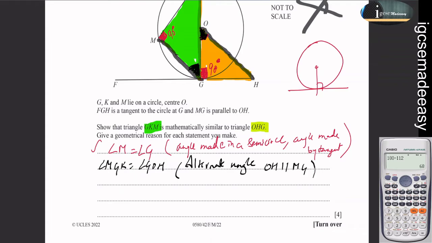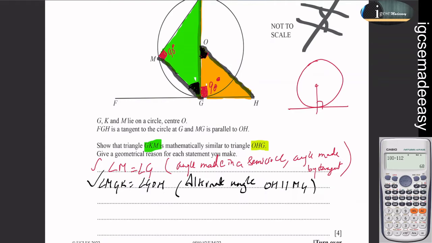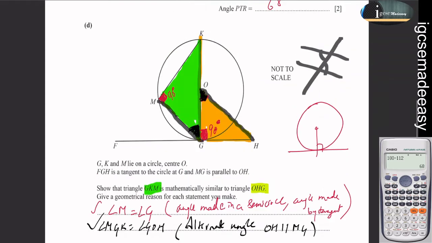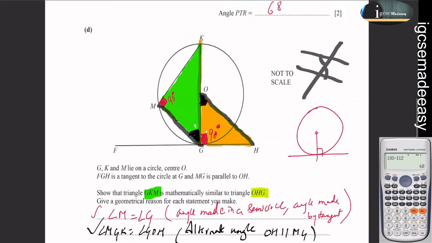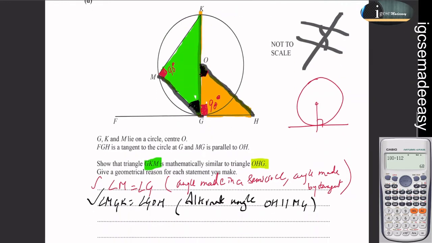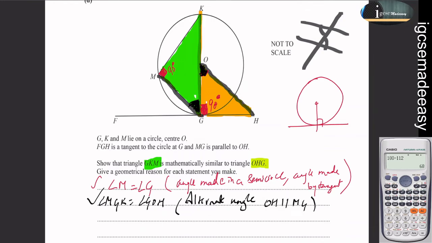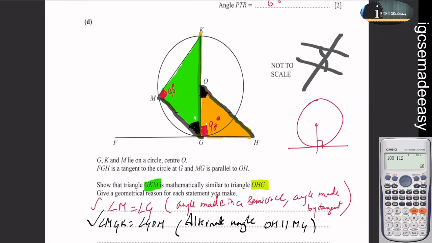It is already given in the question. So now the second thing is proved, these two angles are also equal. So we need to prove one more to make these two triangles similar. As I told you, for making any two triangles similar, we have to prove three things. Two things we have proved, this angle and this angle are equal. Now we have to prove one more angle.